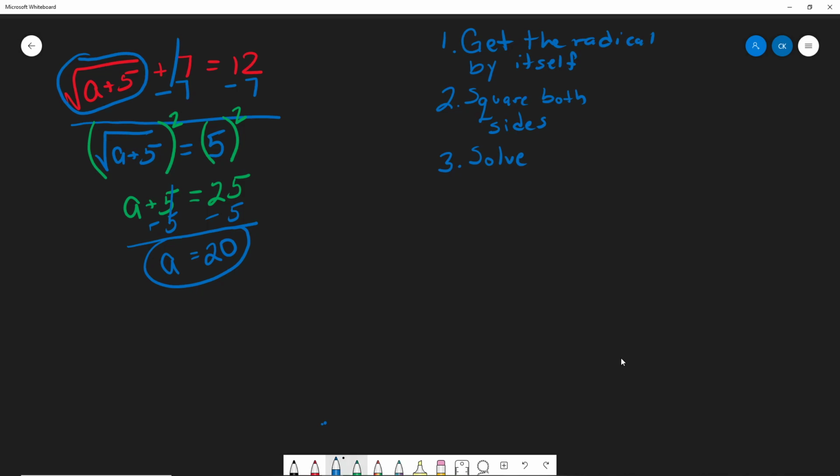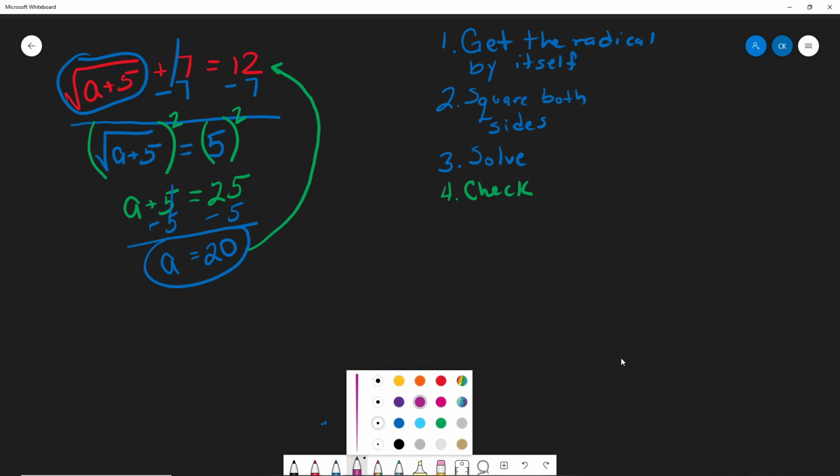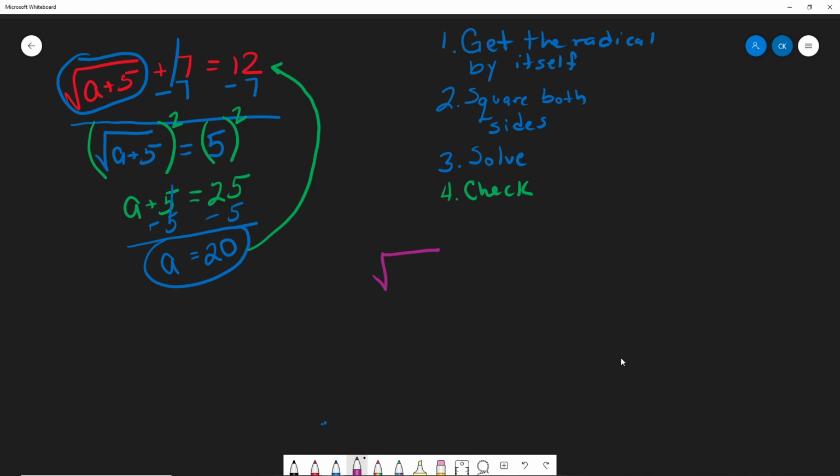Okay, now what I should always do whenever we solve problems, I should always check my answer. So technically we're going to have a step 4 here, and that's going to be to check the answer. But checking the answer is as simple as taking that, plugging it back into the original equation, and seeing if both sides equal the same thing. So I'm now going to check my equation. I'm going to plug it in. I'm going to have the square root of 20 plus 5, replacing the a with the 20 that we just got, plus 7 equals 12.